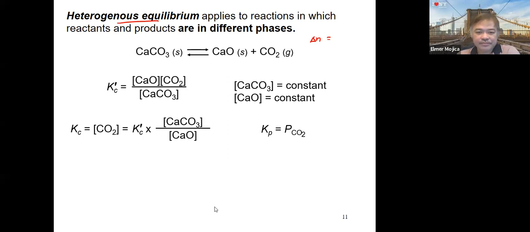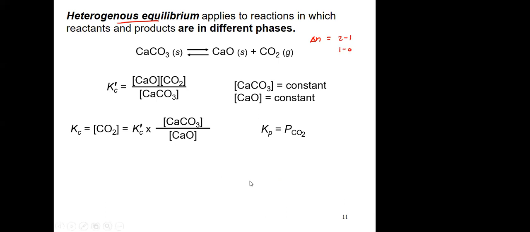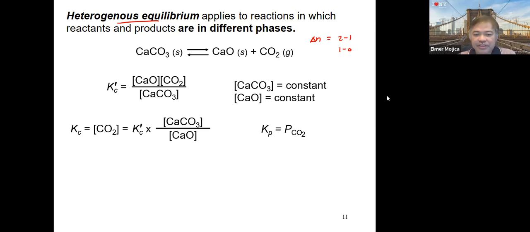Anyone? No, it's 1. Now, where did you get the 1? From 2 minus 1 or 1 minus 0? 1 minus 0. Okay? The others, where do you get the 1? 2 minus 1 is equal to 1. 1 minus 0 is also equal to 1. But which is the correct one?